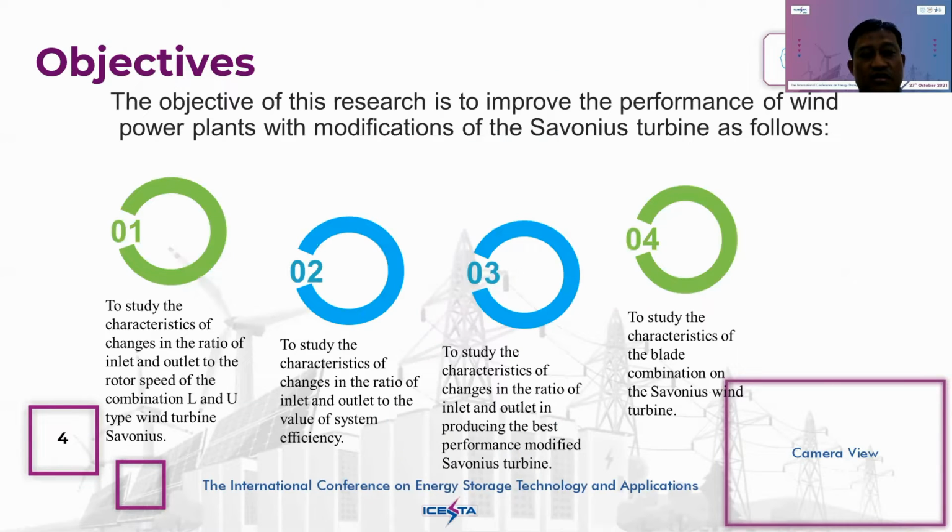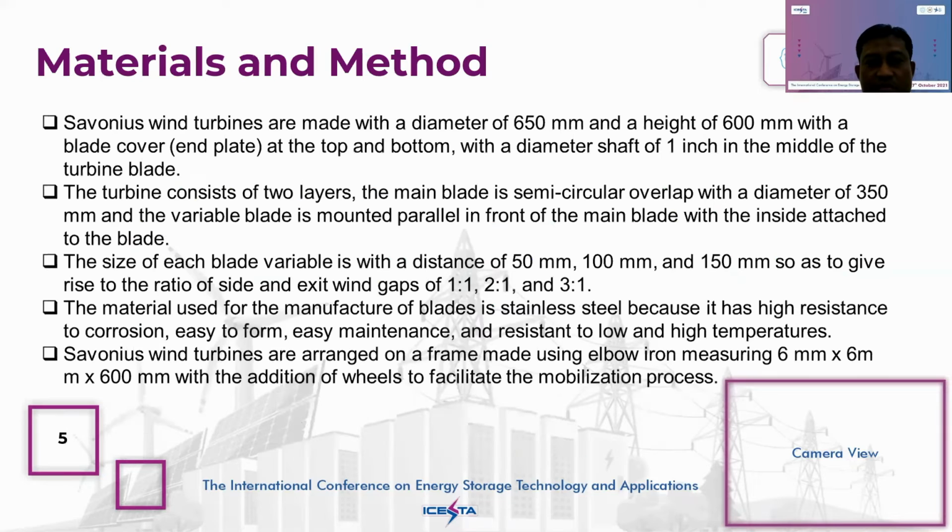The objective of my research is to improve the performance of the wind turbine with a modification of the Savonius turbine. First, the literature study and design of the structural model; we make and analyze it, and we get the data from testing the Savonius turbine. Finally, we have the results and discussion, and the conclusion. We study the characteristics of the blade combination on the Savonius wind turbine, U and IL type.